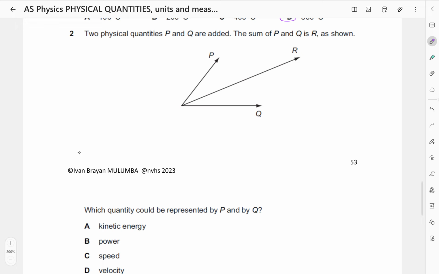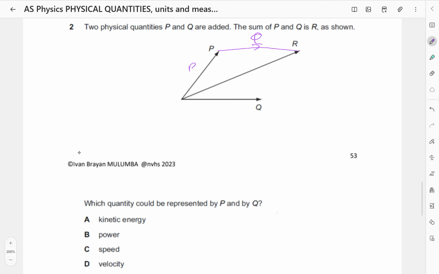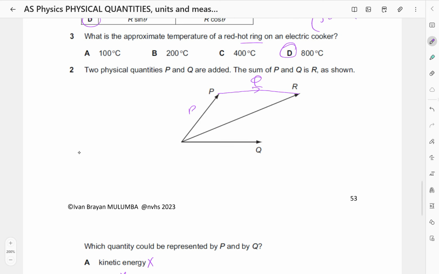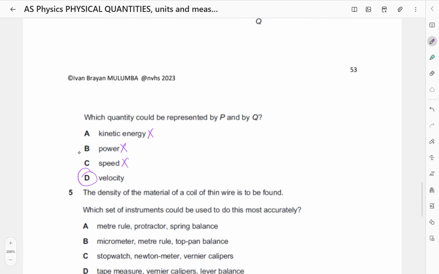So two physical quantities P and Q are added. If they are added and the resultant is R, then these should be vector quantities. P and Q should be vectors, if when added head to tail, P plus Q gives R, because R is the sum. So it can't be energy. We can't add energy like that. Power, it can't be speed, so it is velocity, because if R is the resultant of this, then they have been added as vectors. Therefore, the only vector we have here is velocity, so the answer is going to be D.